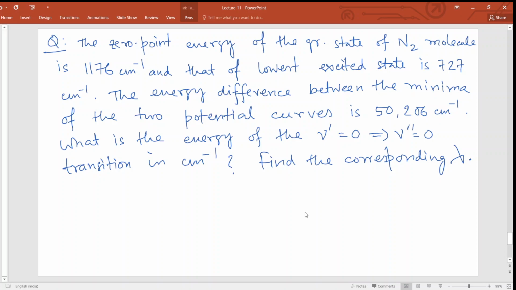The energy difference between the minimum of the two potential curves is 50,206 centimeter inverse. Then what is the energy of the nu prime equal to 0 to nu double prime equal to 0 transition in centimeter inverse? And you can calculate the corresponding lambda also. So please try this.